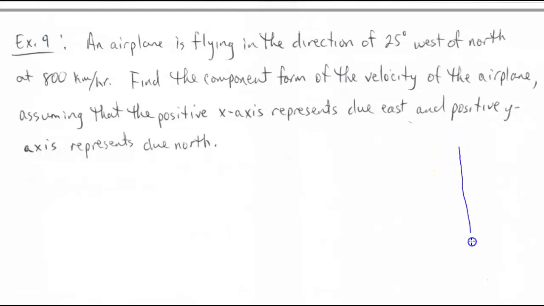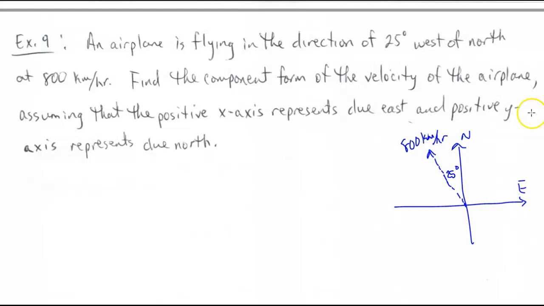And so if I was to draw that, if I considered the positive y-axis north and the positive x-axis east, then flying 25 degrees west of north would look like this. Right? This would be 25 degrees here. Now, we're told that the magnitude of this particular vector here is 800 kilometers per hour. So this is a rate. And what we want to do is find the velocity. We want to find the component form of the velocity of the airplane.